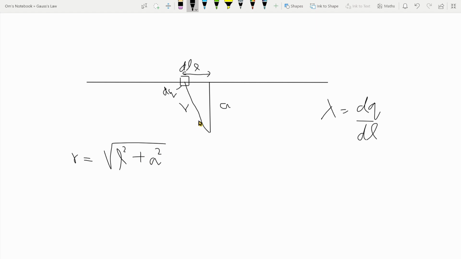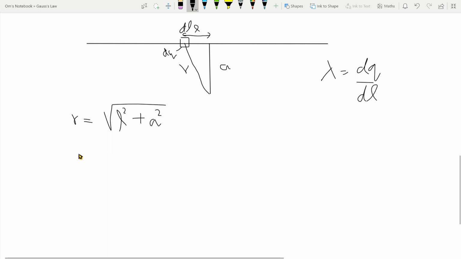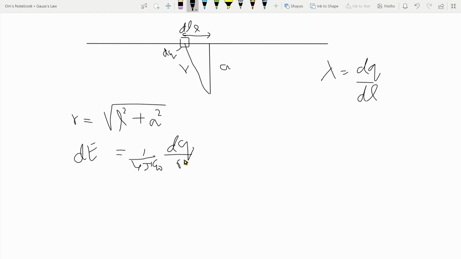So this is what we're going to move forward with. Then we can write dE, the electric field due to this element, as dq by 4 pi epsilon naught R square, from Coulomb's law. So this can further be written as dq by 4 pi epsilon naught, taking care of this constant, into L square plus A square. But we can't simply integrate this because this is a vector quantity. This has a direction, right? It's directed in this direction over here.